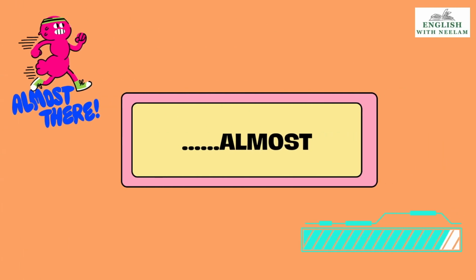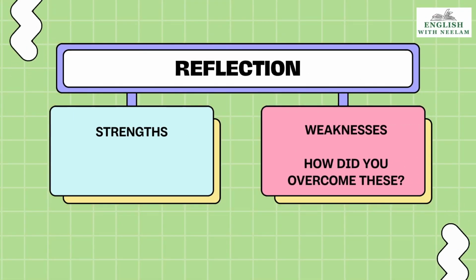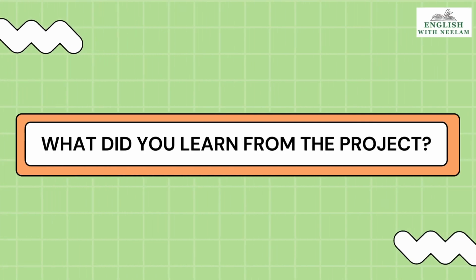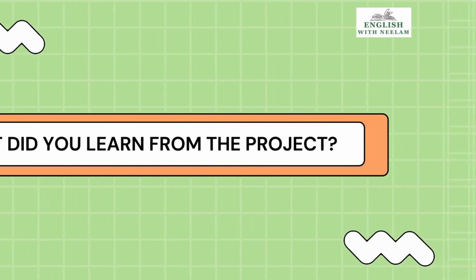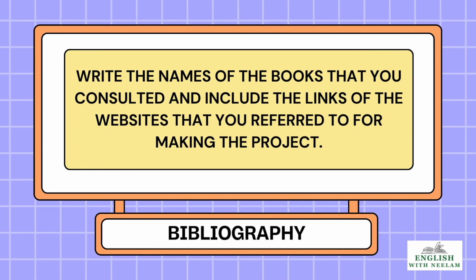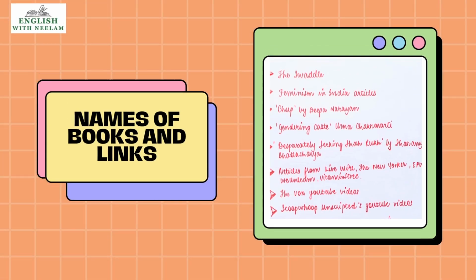First is reflection. In this you will write your strengths and weaknesses while working on the project. What did you learn from the project? And second is bibliography. Write the names of the books that you consulted and the links of the websites that you referred to.